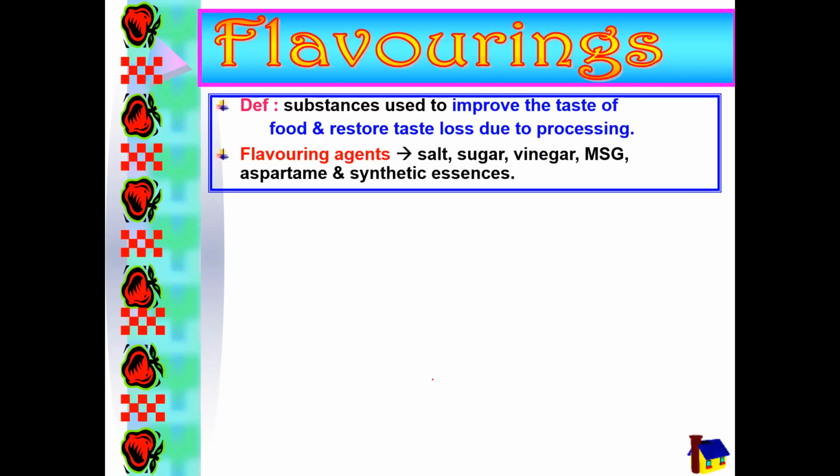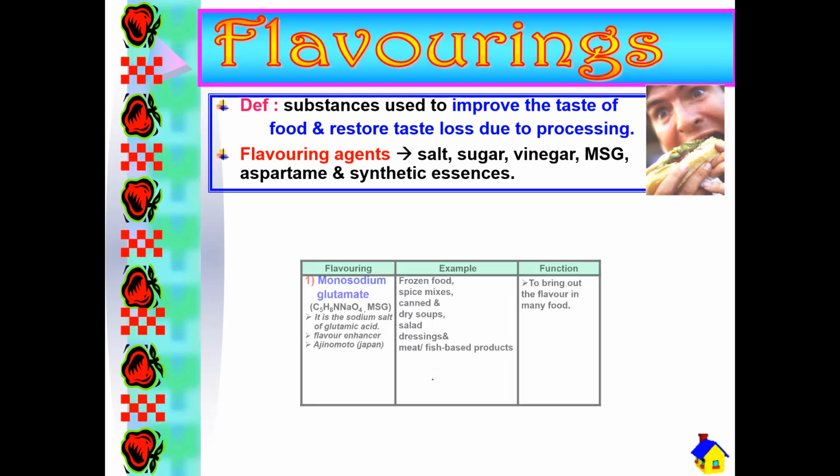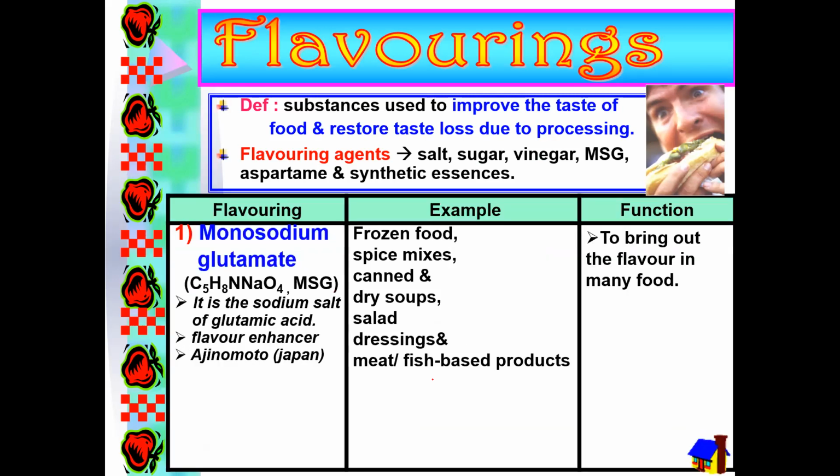Flavoring. Very good. It is flavoring. Good job. Okay, flavoring. You want to add it because you want your food to taste nice. Because when you process the food, sometimes there's a lost taste. So you need to process your food. So of course we add MSG.